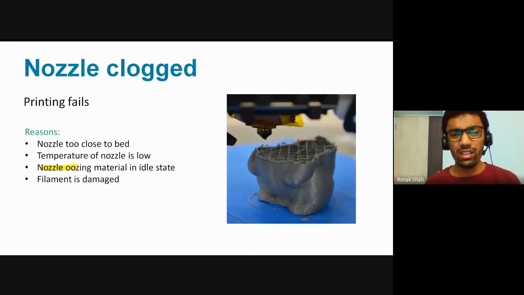Then another reason is the oozing issue that we discussed previously. The nozzle is oozing a lot of filament, and after your printing is done, you have not retracted the filament completely, and because of this the molten filament deposits inside the nozzle, and it solidifies, and then prevents the nozzle from working properly, or the material doesn't come out.